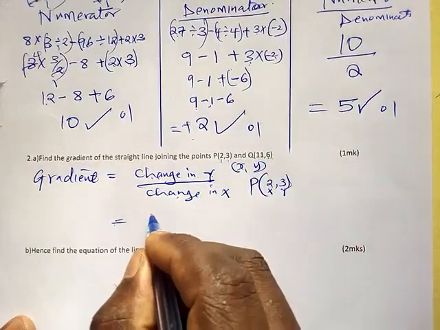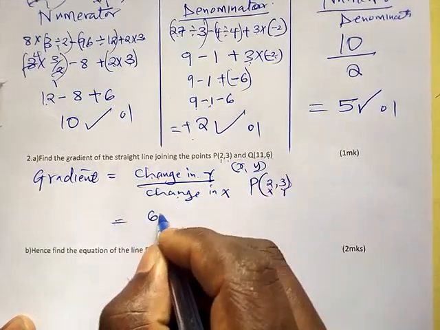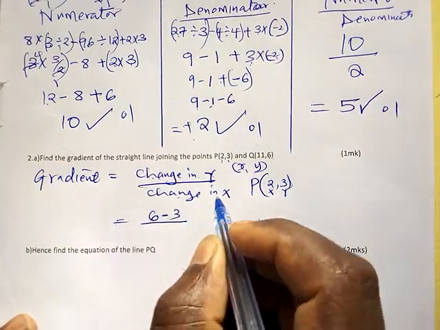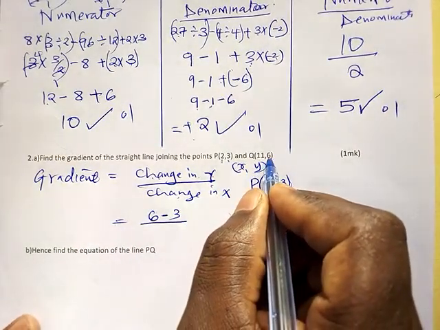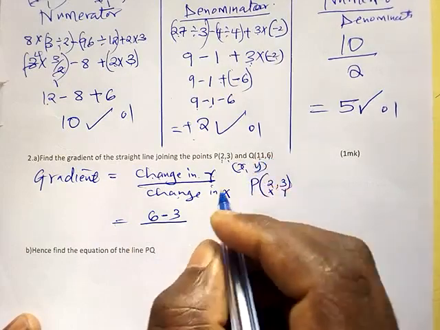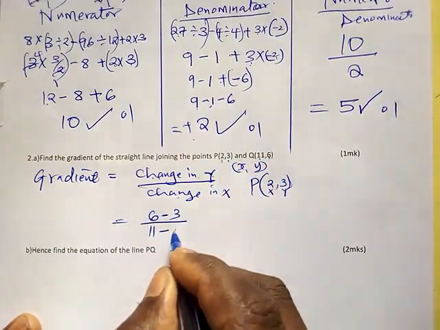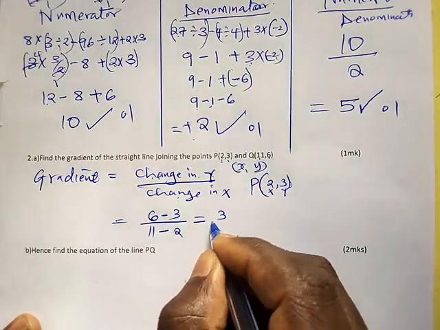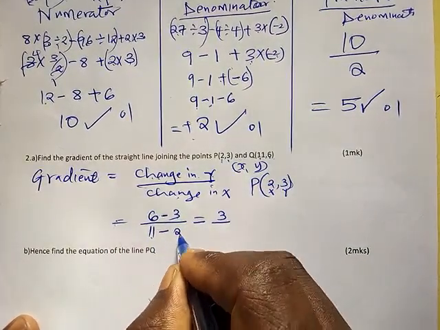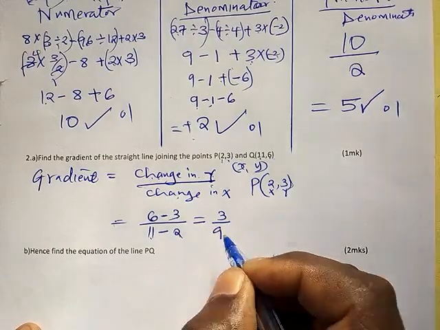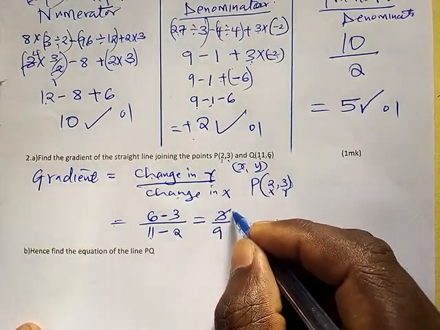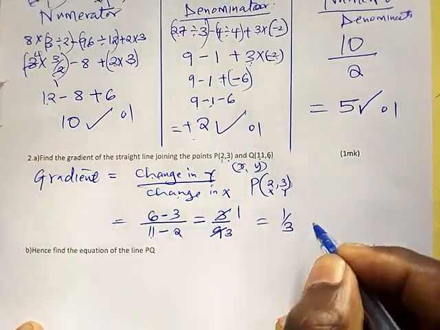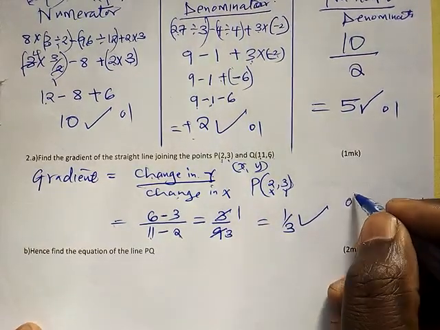Here we have 6 in Q, subtract 3 in P, divided by. We started with this one Q, you must start with that. So x is 11, subtract 2. So 6 subtract 3, the answer is 3, divided by 11 minus 2, the answer is 9. So you don't leave it like this. This one goes here once, it goes here 3. Therefore the gradient here is 1 over 3, and that is the gradient, 1 mark.